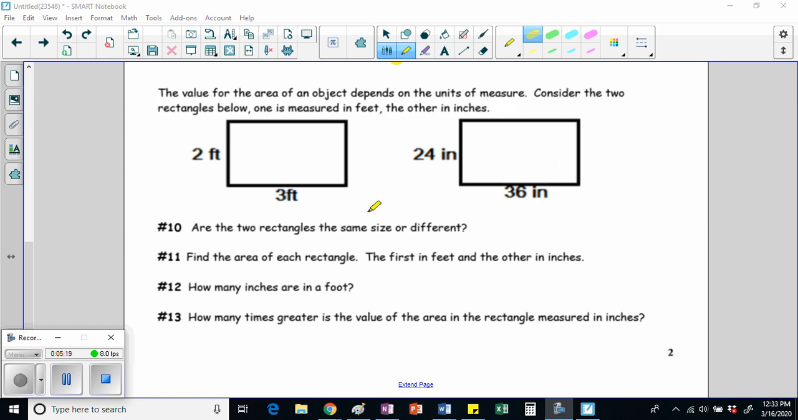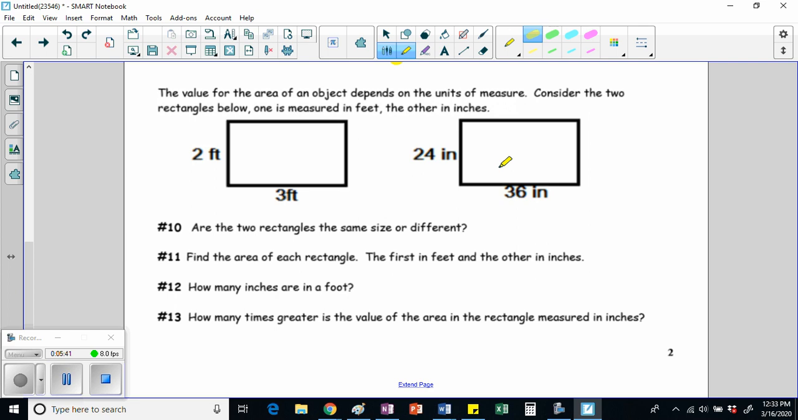On the bottom here, we have a kind of a weird problem. What you'll notice is we have two rectangles that are actually the same. 2 feet is 24 inches. 3 feet is 36 inches. So these two rectangles are actually the same, but we'll get some different measurements, because in one, our measurements will be in feet, and then area will be square feet. And the second one is in inches, and our area will be square inches.